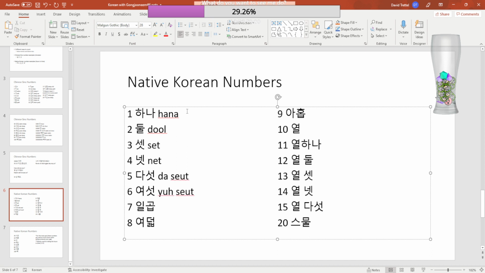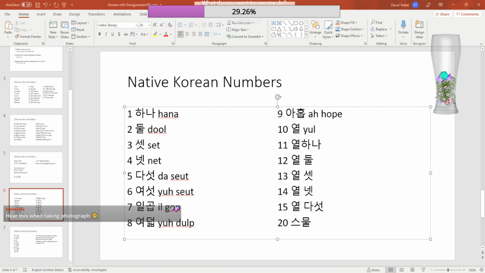여섯 is six. It's like 일곱 is seven. 여덟 is eight. 아홉 is nine. And then 열 is 10. So we've got the 하나, 둘, 셋, 넷, 다섯, 여섯, 일곱, 여덟, 아홉, 열.